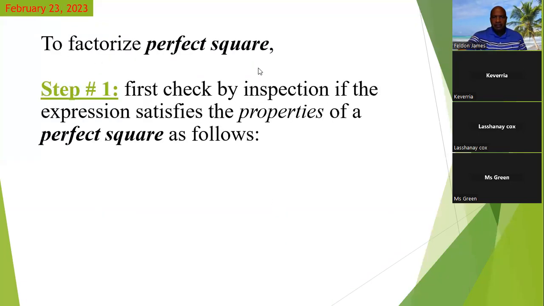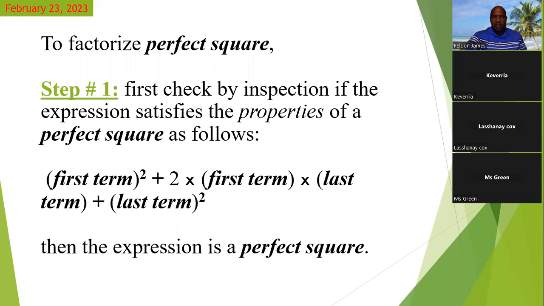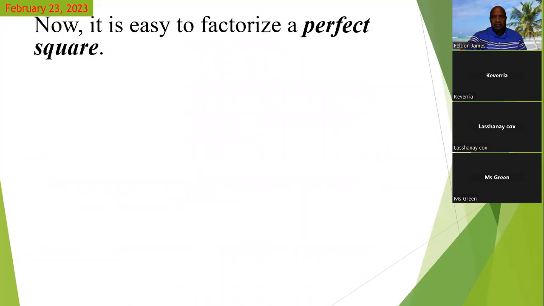Now, to factorize a perfect square, the first step is to check the expression to see if it is a perfect square. We inspect it to look for all of the properties that we know a perfect square should have. If it has those properties, then we can confirm, yes, we have a perfect square. After we confirm that, the factorization is a pretty straightforward process, which we'll be looking at shortly, all right?